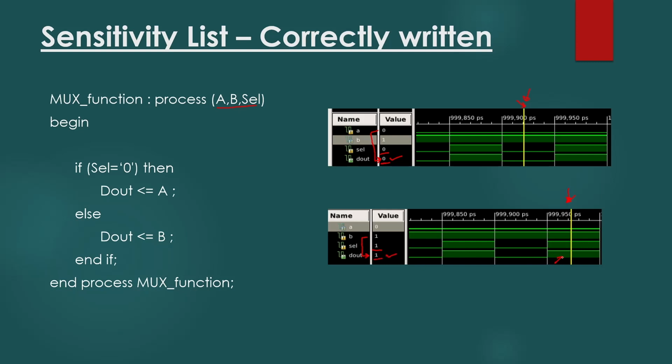This is correct too. So we notice that the behavior simulation result is correct and giving you the function of a multiplexer. And when you synthesize this, then you will get the same results. And even if you configure that into the FPGA, then you will get the same multiplexer function. In the next slide, we will see the synthesis results of this VHDL code.